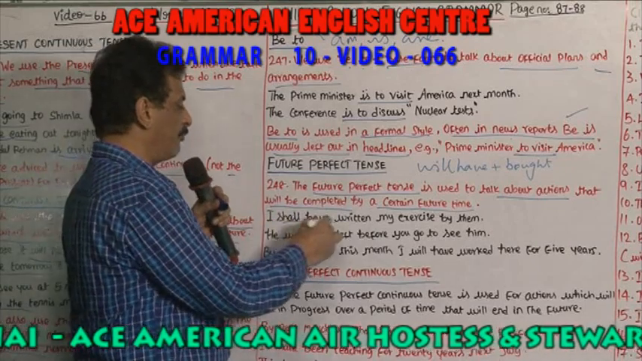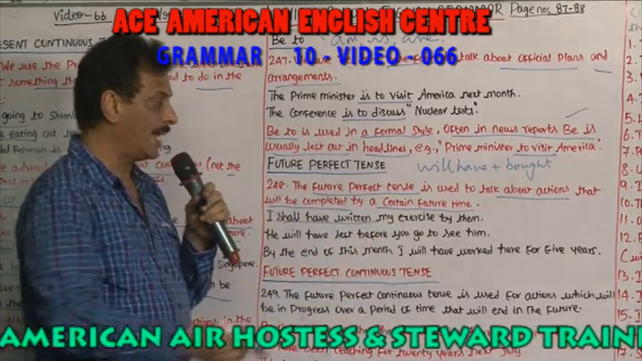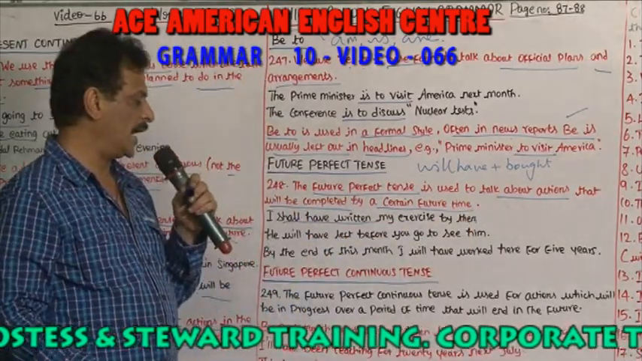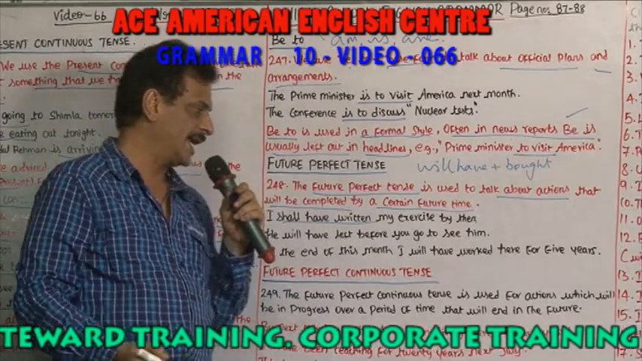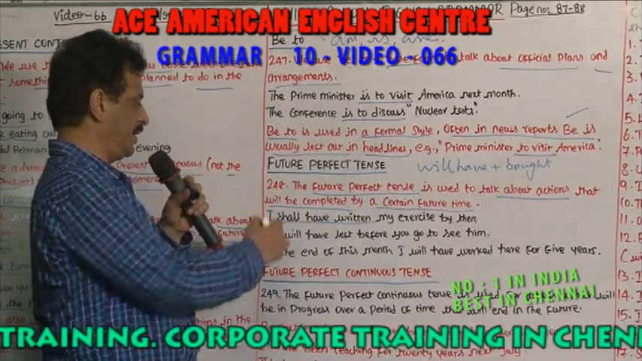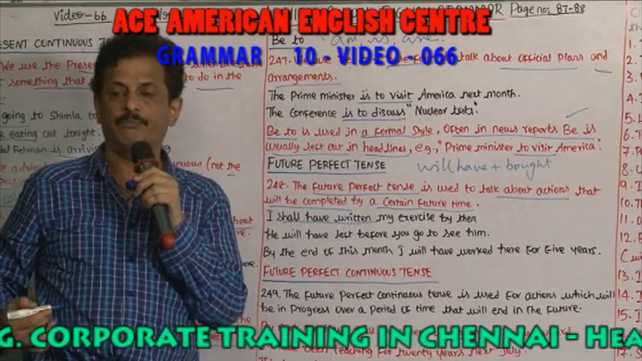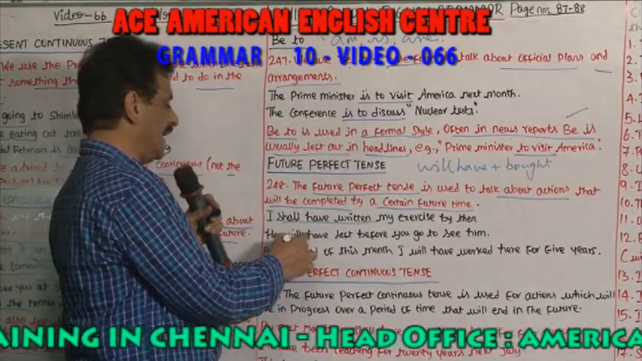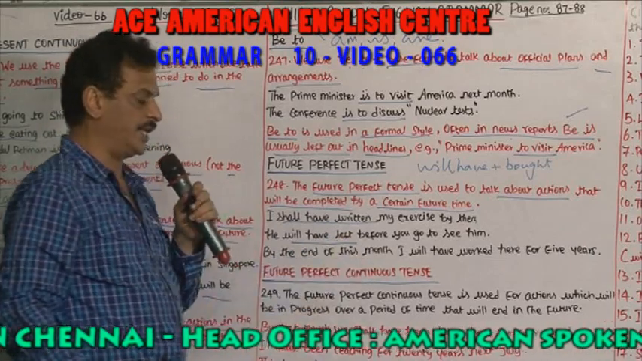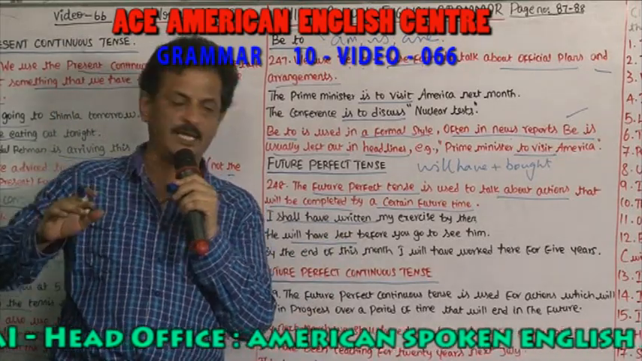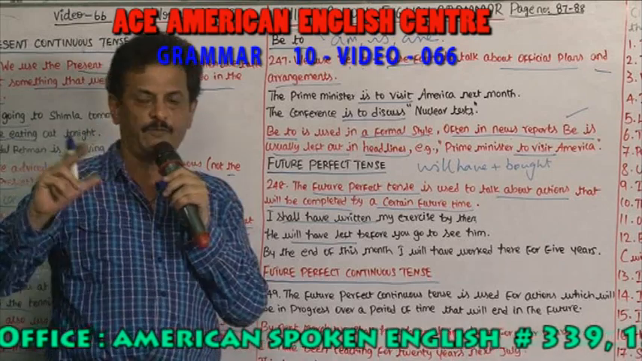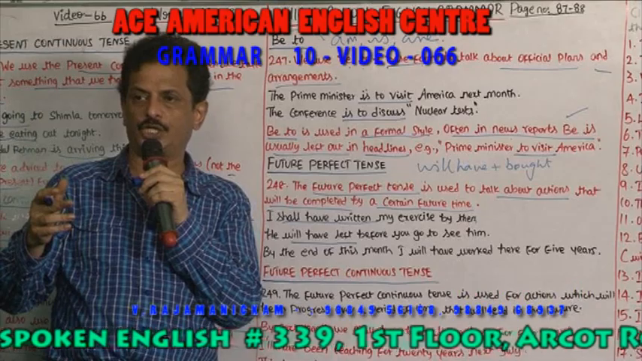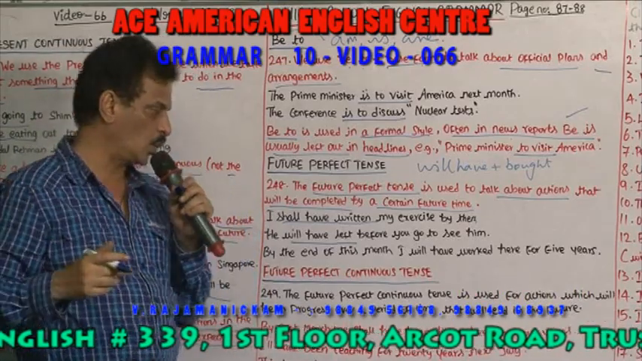See, I shall have written my exercise by then. Maybe within a month, I shall have written my exercise by then. In American English, you can use I will have. In British English, for I and we, you have to use shall. He will have left before you go to see him. So before you go and meet him, he will have left, which means before some action happens, something would have got over.